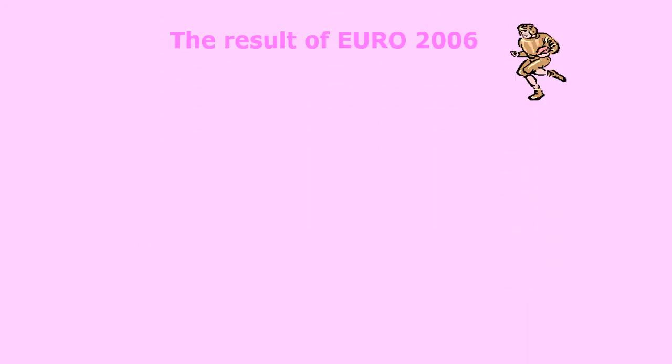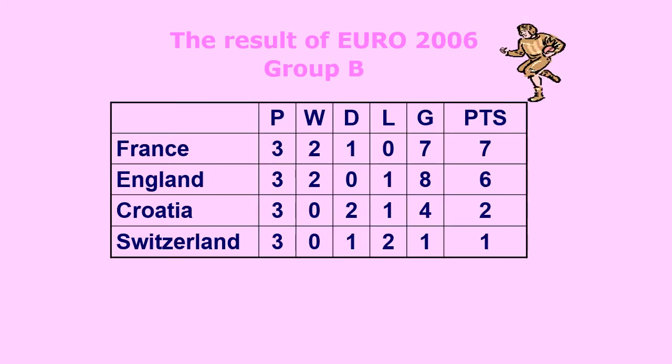Okay, so let's see some situations. This is the result for Euro 2006 of Group B. We have these 4 countries from the group, which are France, England, Croatia, and Switzerland. So we have this type of position: P, W, D, L, G, and we have the total points here. So how can we represent these results of Euro 2006 for Group B?